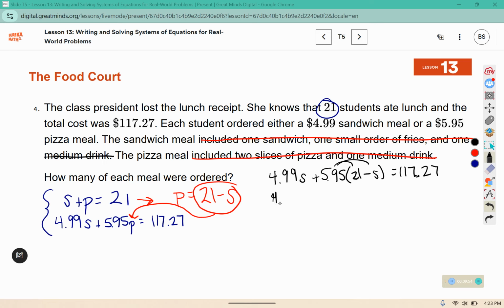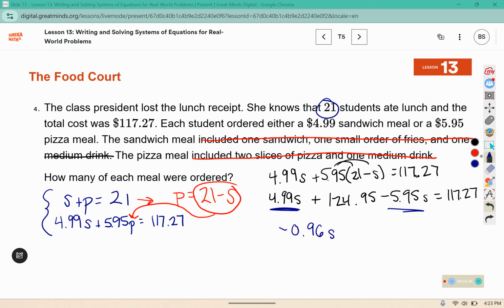We'll combine our terms here. 4.99 and negative 5.95 is negative 0.96 S. We'll subtract 124.95 from both sides. So 117.27 minus 124.95 is negative 7.68.